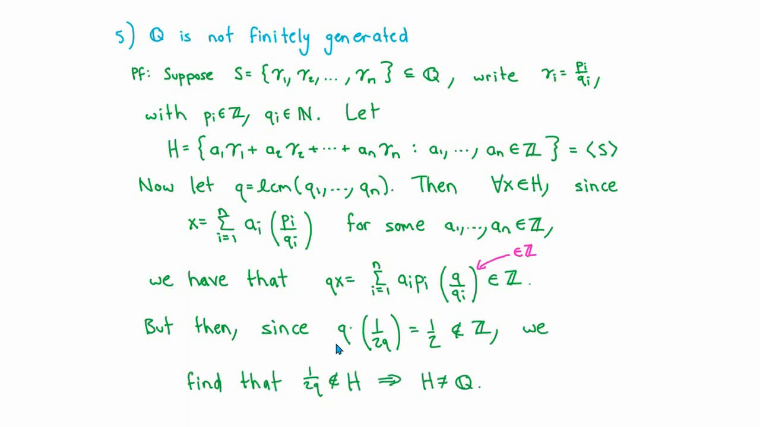So I conclude right away that the rational number 1 over 2Q is not an element of the subgroup generated by S. Therefore, that subgroup is not equal to all of Q. That proves that Q can't be generated by any finite set S. And so, in other words, Q is not finitely generated.